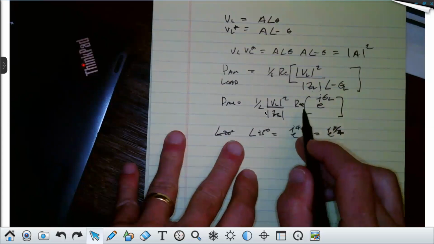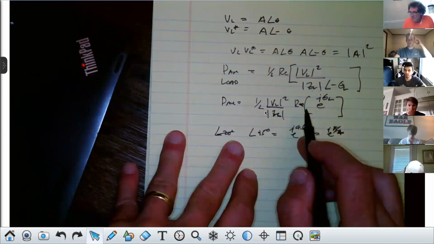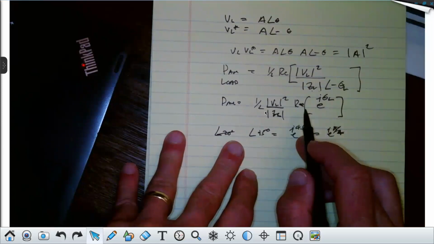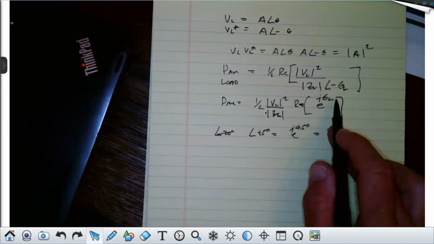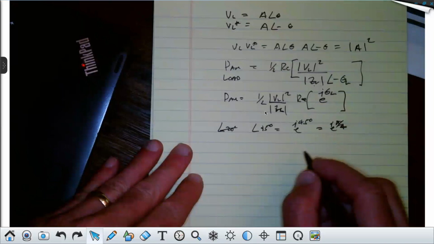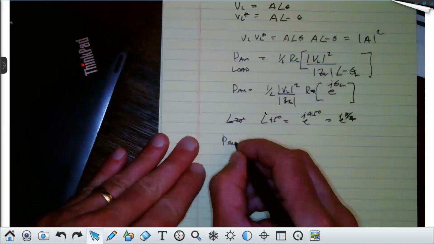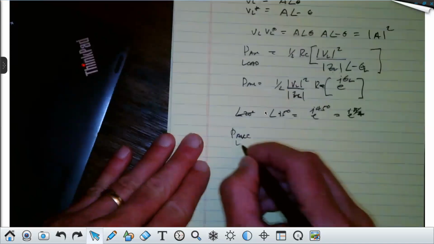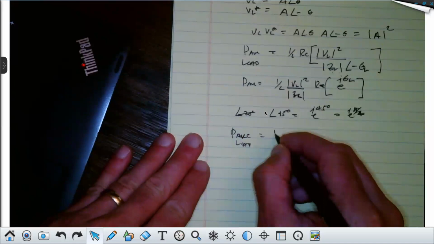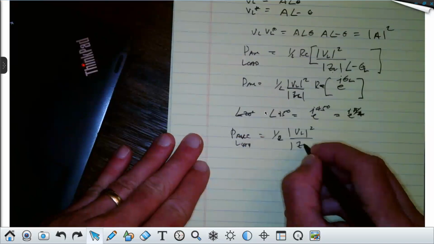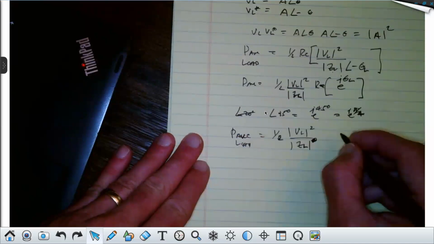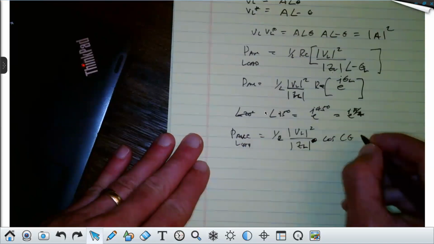And what do I use to get it? Anyone? Cosine theta L. Yeah, what you're going to do is take e to the j theta L and expand it as cosine theta L plus j sine theta L, correct? And then you take the real part, which is the cosine. So the bottom line is the average power at the load is simply equal to 1/2 times magnitude of VL squared over magnitude of ZL, not squared, times the cosine of theta load. And that's it.